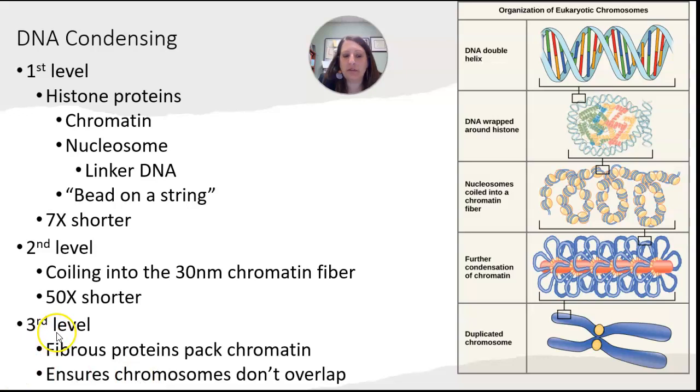Eventually, the third level is fibrous proteins packing the chromatin. So we end up, in this case at the beginning of mitosis, with a duplicated chromosome. All of that chromatin is coiled tightly and, again, associated with proteins. This last level, the third level, ensures that chromosomes don't overlap. This chromosome here is called a dyad chromosome. It has two arms, one arm here and a second arm here. These two arms can also be called chromatids, with a D at the end, and they're genetically 100% identical.